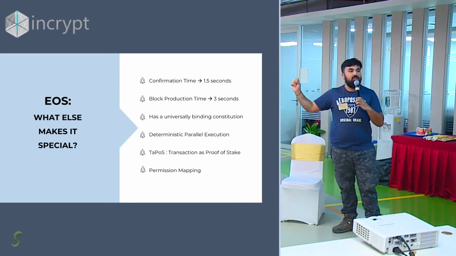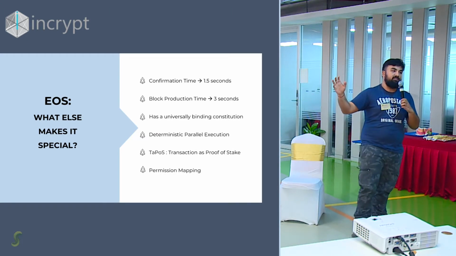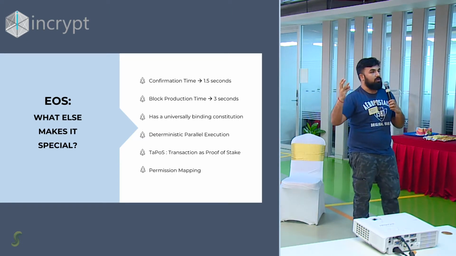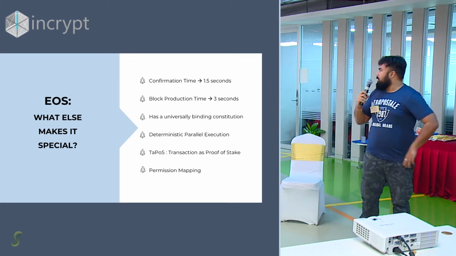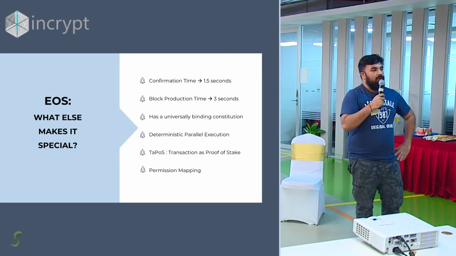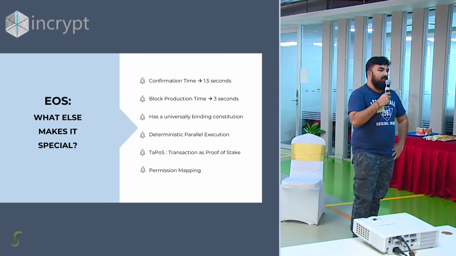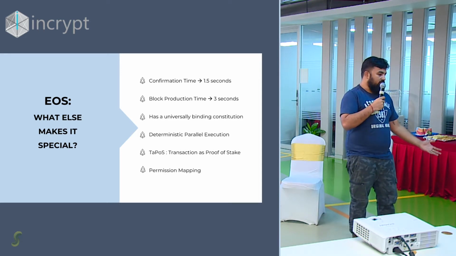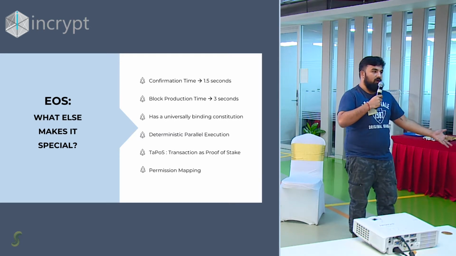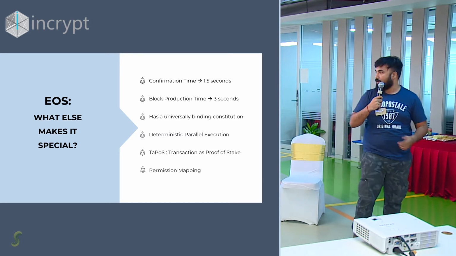Fourthly, it has deterministic parallel execution. The way it does that is by utilizing 3 properties: horizontal scaling, interoperability, and parallel execution. Now, what is horizontal scaling? Horizontal scaling basically means you scale up by adding more machines to the system instead of increasing the computational power of each and every machine, which is vertical scaling.